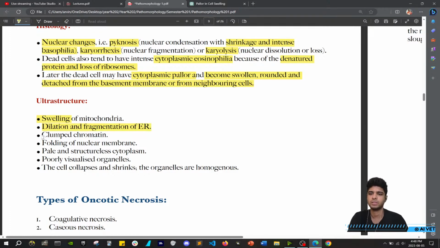Dilation and fragmentation, clumped chromatin, folding of nuclear membrane, pale structure of cytoplasm, poorly visualized organelles. The cell collapses and shrinks. So they are homogeneous.